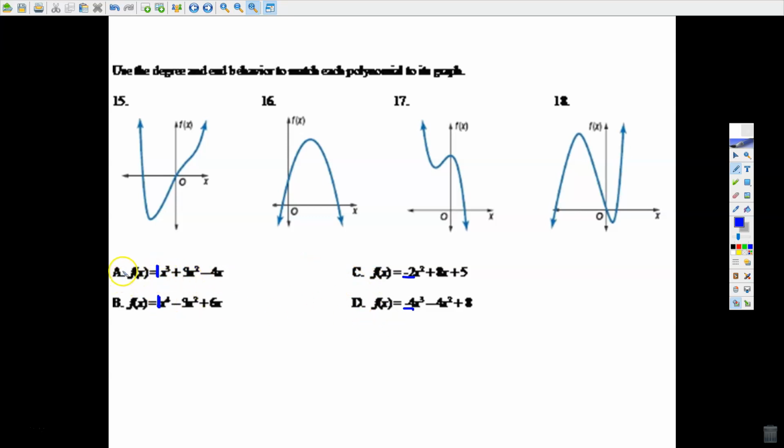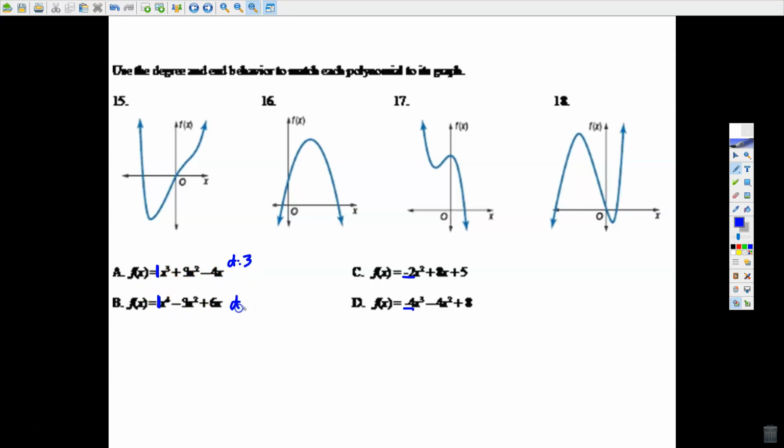So according to this, 2 of the functions should be going up on the right side because these 2 lead coefficients are positive. These 2 represent functions that should go down on the right side since the lead coefficient is negative. All right, so it's the degree, which is the largest exponent. So here the degree is 3.